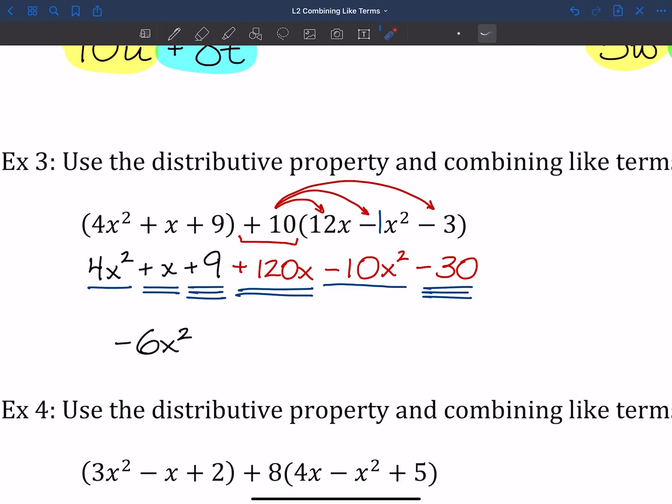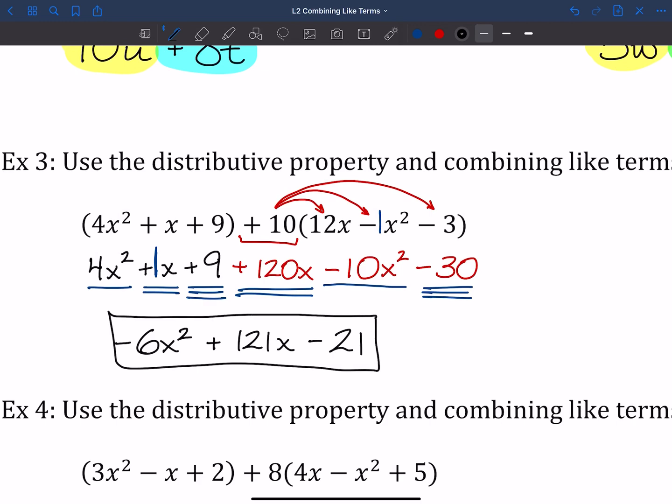After that, I've got this plus x and this plus 120x. So there was 1x right over there. Remember that does have a 1 in front of it. So if I had a single x and I added 120 more, I've got 121x. Last but not least, I've got this 9 and this negative 30. So if I had 9 and I subtract 30 from it, I'm going to end up at negative 21. And this is what we're looking for.